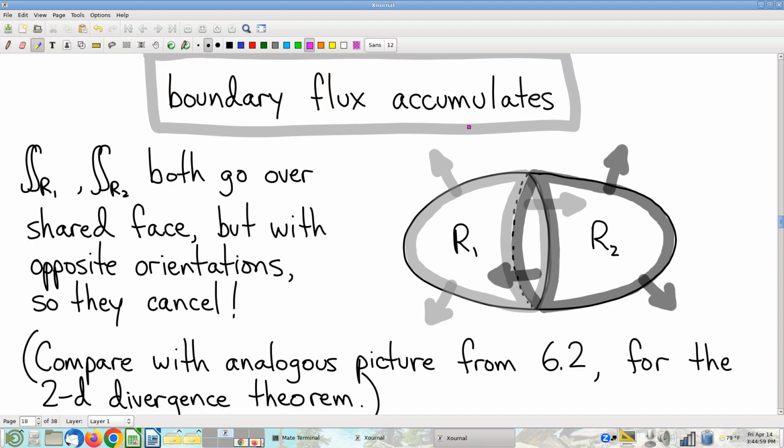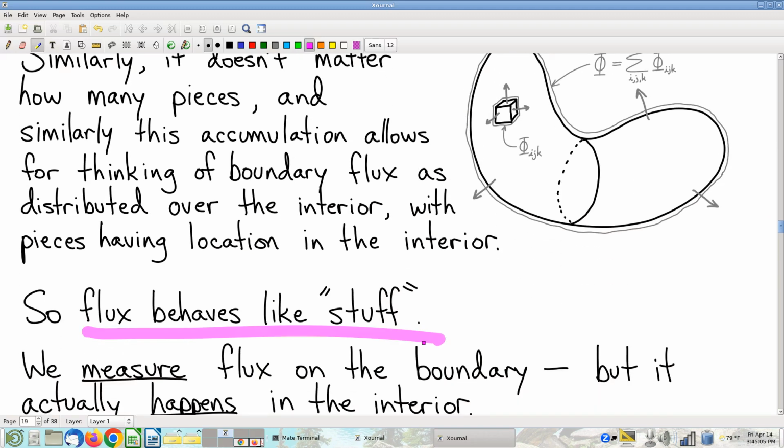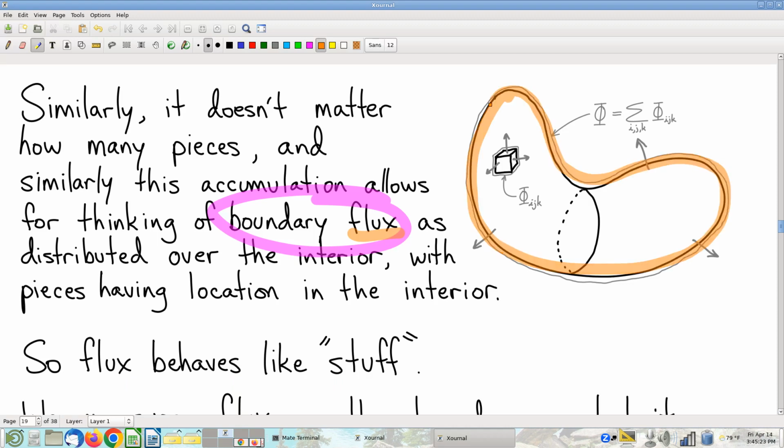Everything follows from this. Because it's an accumulating quantity, I claim you can treat it like a kind of stuff. Any accumulating quantity you can treat as a stuff distributed over the interior. Now, it doesn't feel like it when you first look at the term boundary flux. We're accustomed to thinking of flux as being computed on the surface, which is the boundary at this point. And this is reinforced by it explicitly saying boundary flux. So the verbiage itself is pointing us toward thinking of it as being on the boundary.